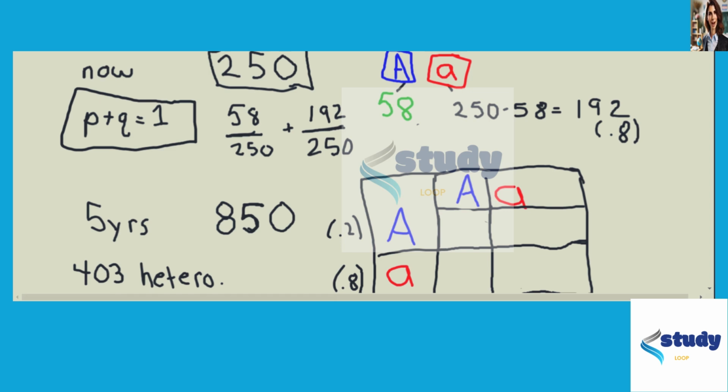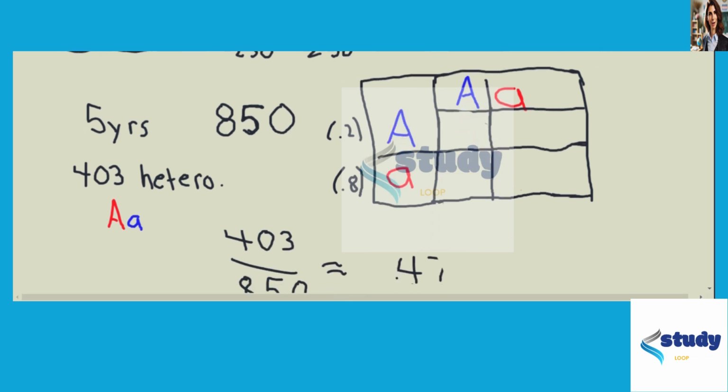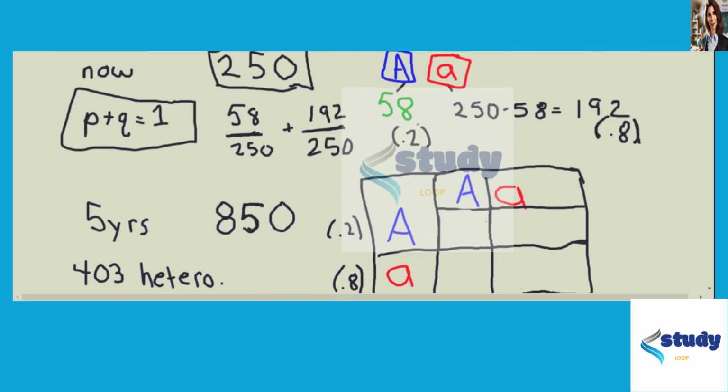So if we divide these fractions, we will find the decimal form of 58 over 250, which is approximately 0.2, and over here, I've already performed the division to see that 0.8 is the same thing as 192 over 250. So that's very good. Those are nice numbers. And now we can apply those in the future population to see if evolution has occurred.